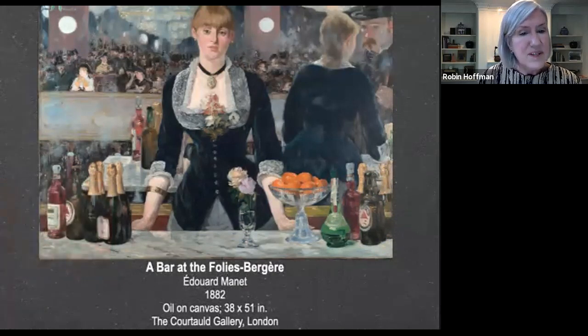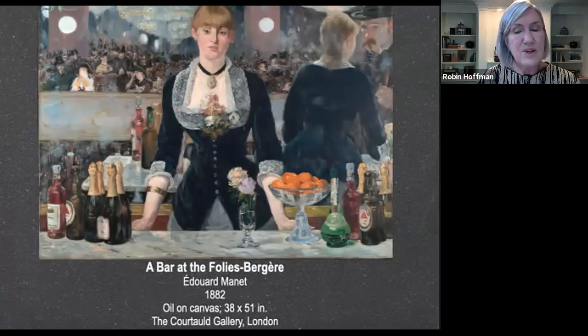Now, Manet's composition presents us with a visual puzzle. He seems to have painted the image from a viewpoint directly opposite the barmaid. Yet the mirror, look over there to the right, does not reflect the exact scene. The reflected figures of the barmaid talking to a patron are angled away and they're off to the right.